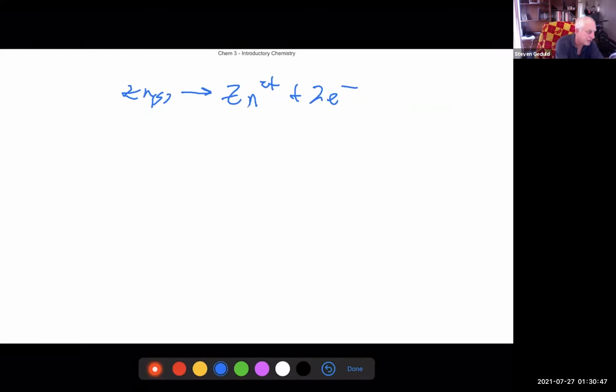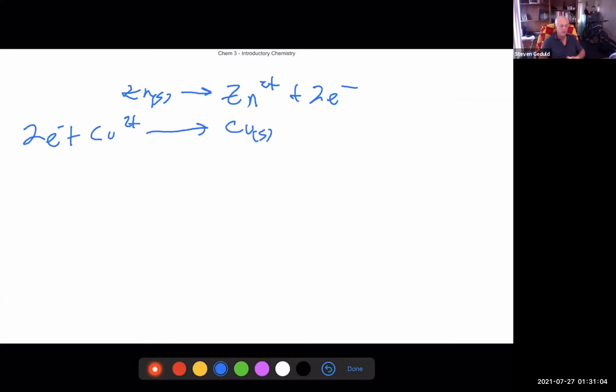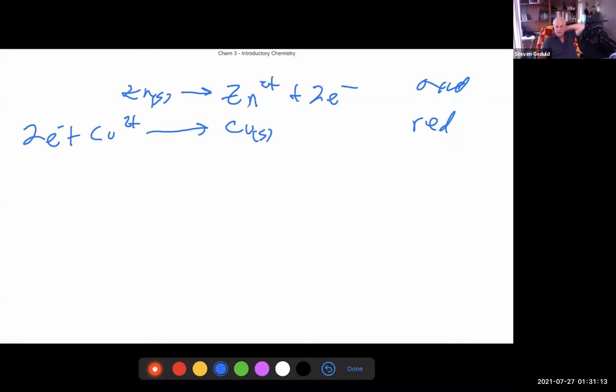The other reaction is copper 2+ goes to copper solid. And this is 2 electrons here. Okay. So the top one is oxidation. You're losing electrons. The bottom one is reduction. You can add those equations together to get the total overall reaction, the oxidation-reduction reaction.